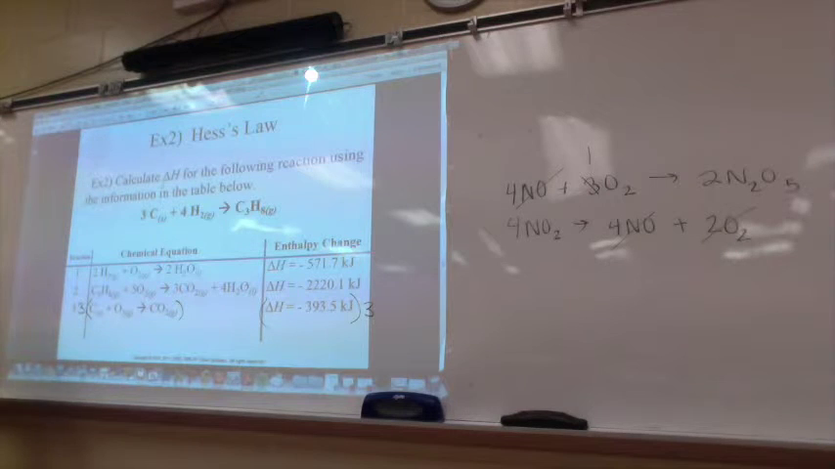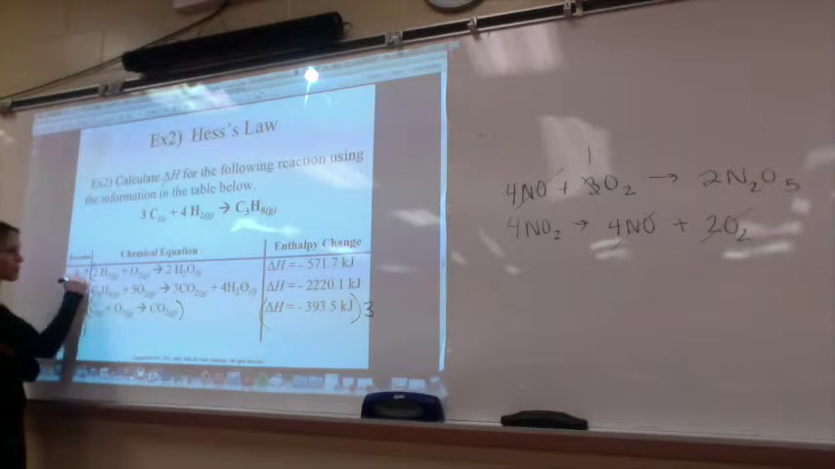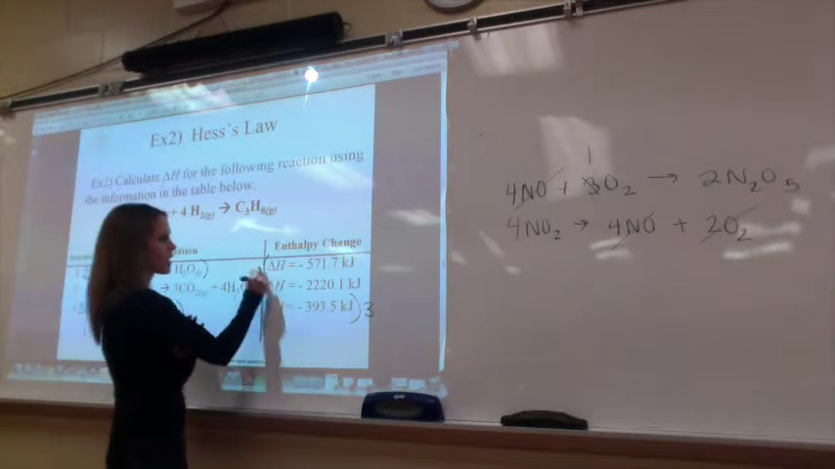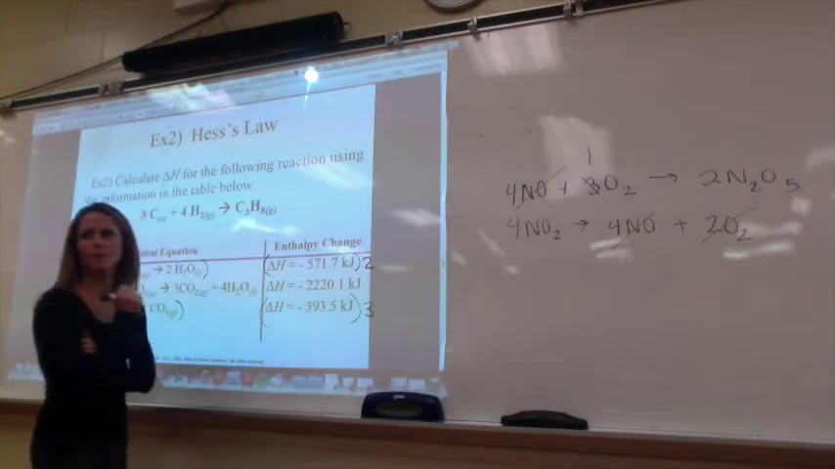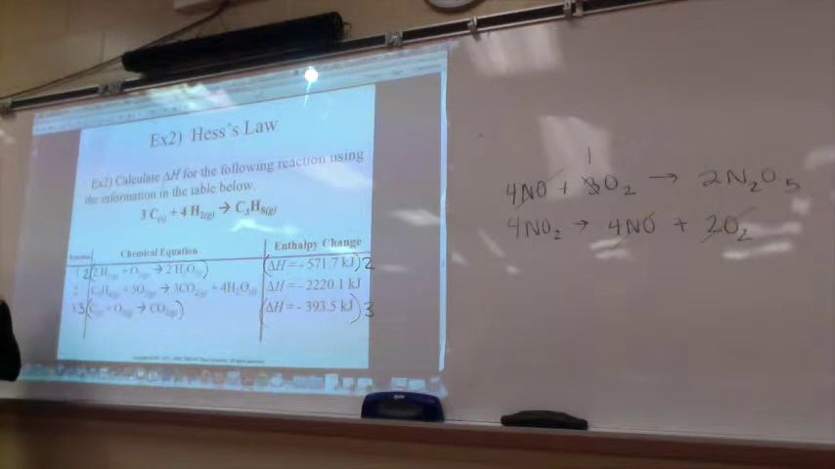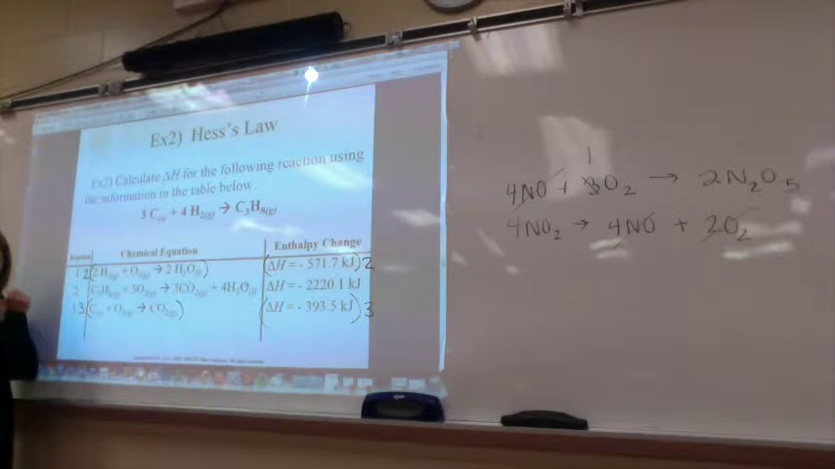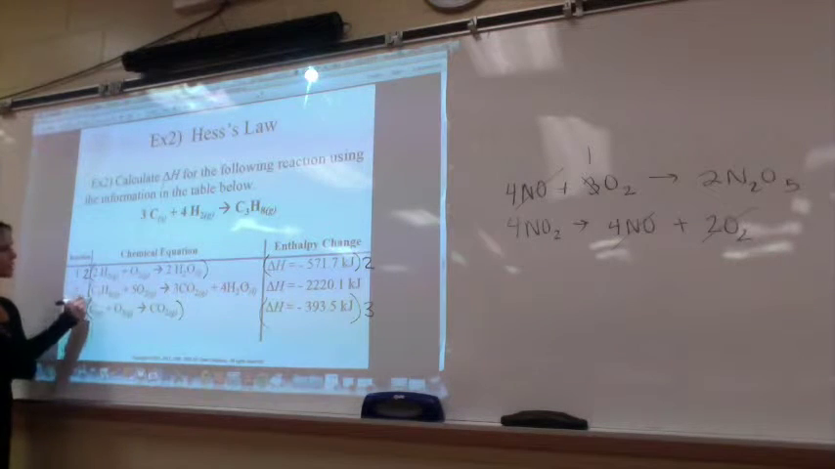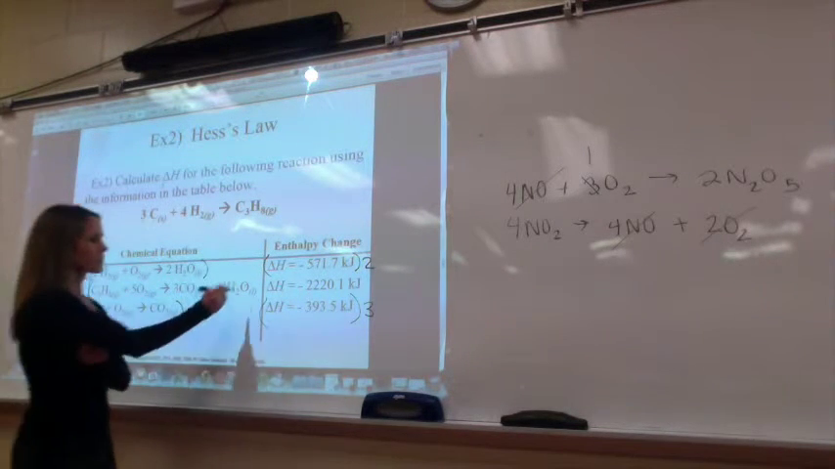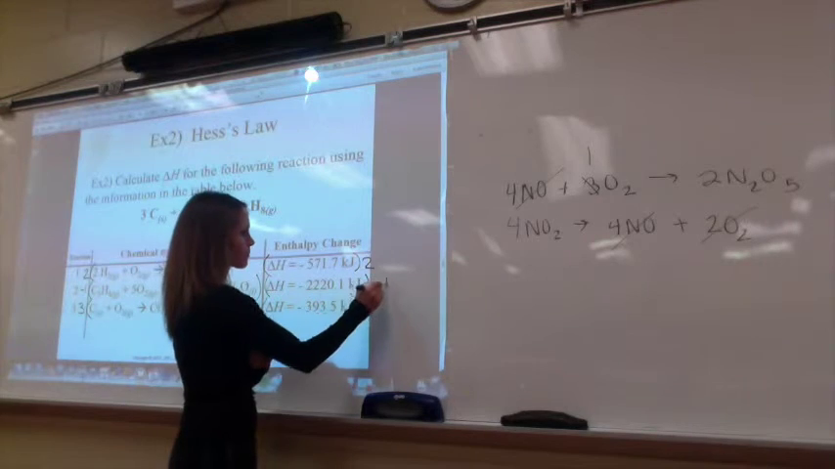And then I'm going to look at 4H2. And there's only one spot for H2, so that's kind of easy. If there's multiple spots for a molecule, I would just kind of leave it alone and hope that it works out. But there's only one spot for H2, and I need 4 of them, so I'm going to multiply this by 2. And then I'm going to multiply this by 2. And then C3H8, what do I need to do to that? I need to multiply this by a -1. And then this by a -1.